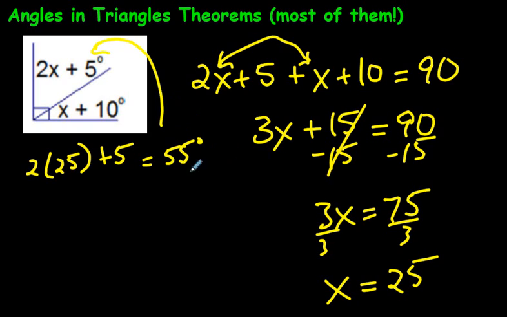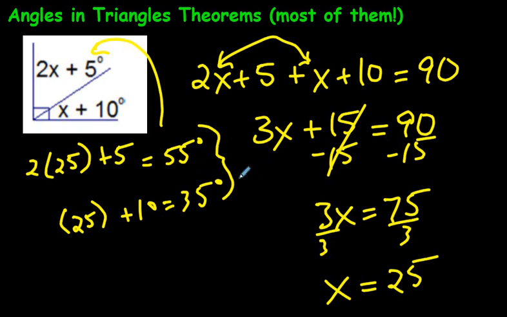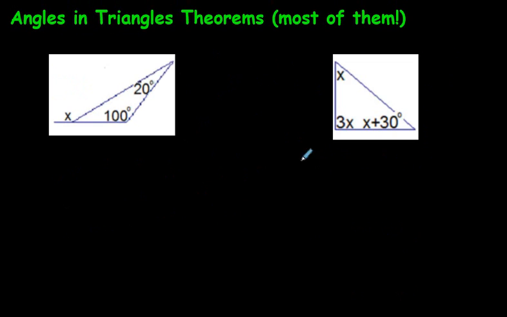And then this other angle would be x plus 10. So instead of x I'm putting 25 plus 10, that's 35 degrees. And by the way, these two angles should add up to make 90 degrees. Do they? Yes, they do. Hooray. Okay, last two questions, I promise.